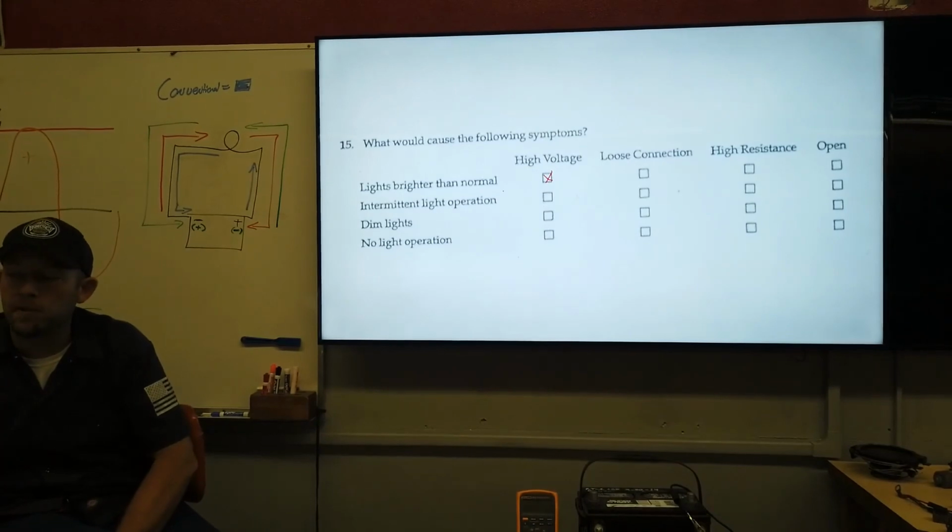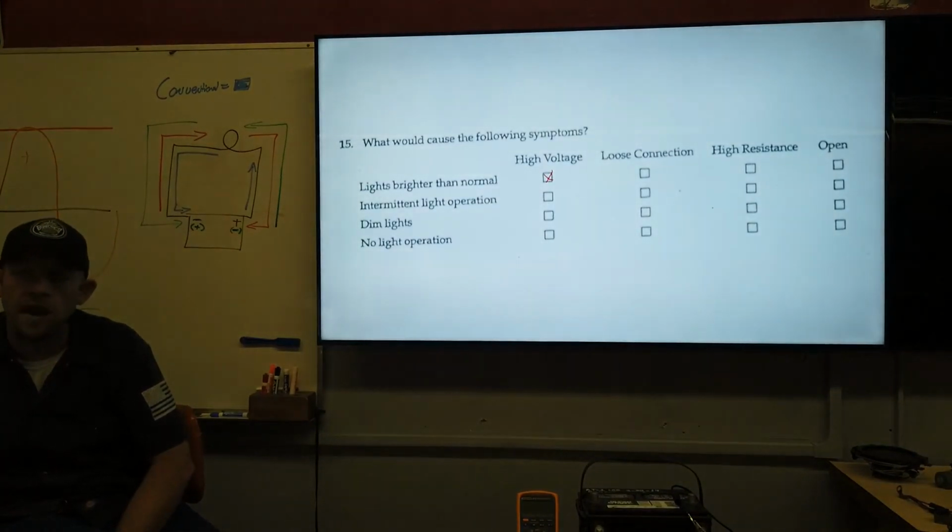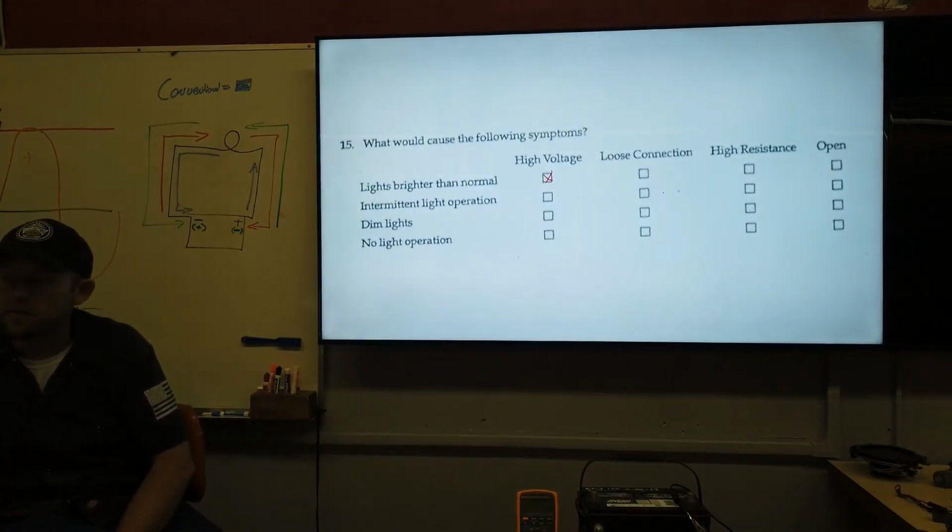Intermittent light operation means sometimes it works and sometimes it doesn't. Loose connection, high resistance, open. Loose connection makes sense for that. Then dim lights: high resistance, we also have addressed that with the tail lights. One's brighter than the other. No light operation: an open.